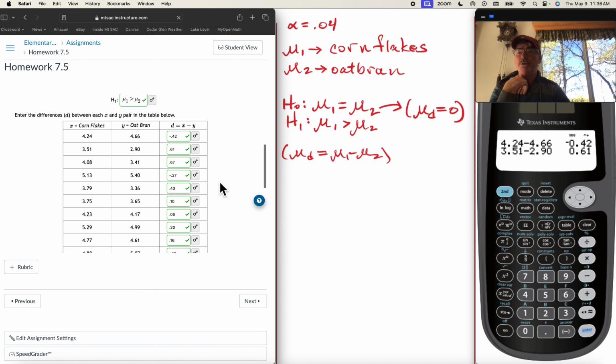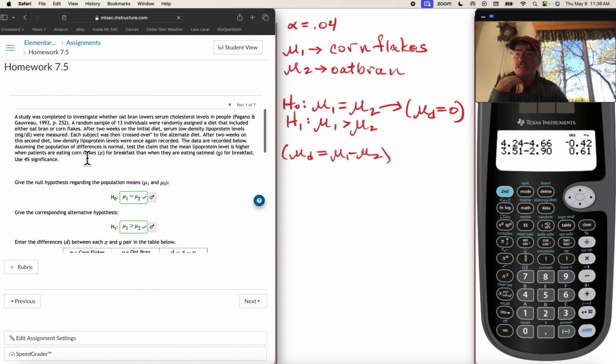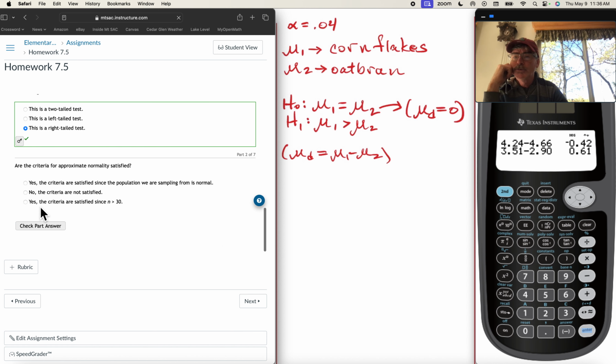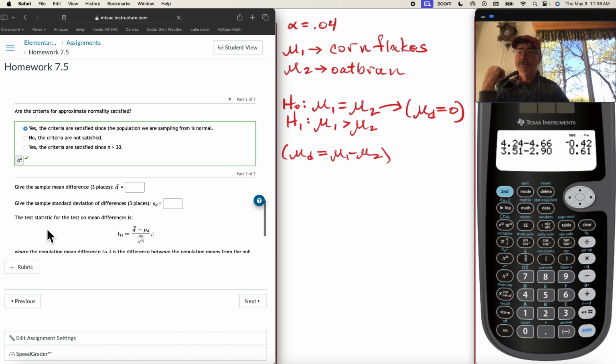So that's a problem, but not too big a problem because back here it says assuming that these changes in LDL levels, the differences, are normal. So we get to assume they're normal, and therefore we'll say the criteria are satisfied because our population is normal. So I'll go ahead and select that. Okay, we're good to go.